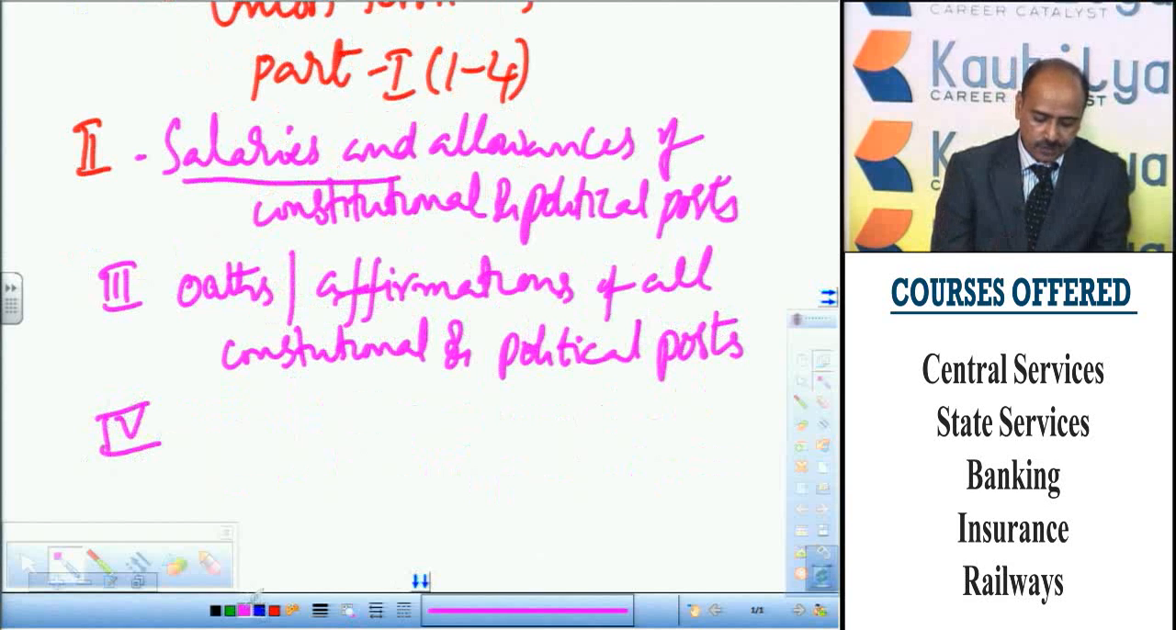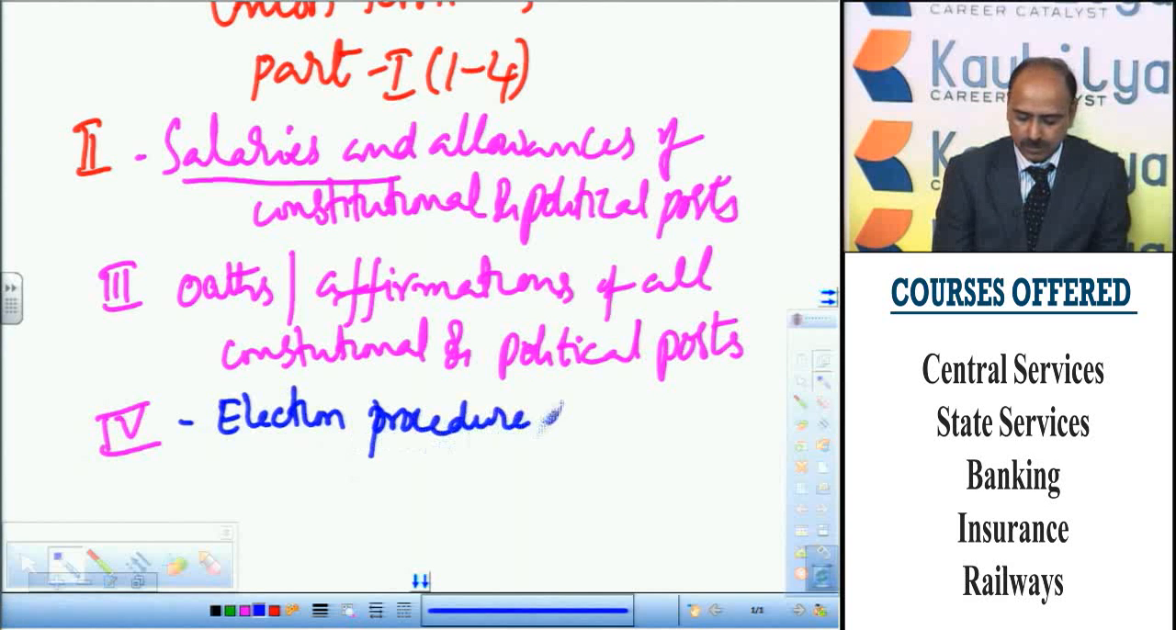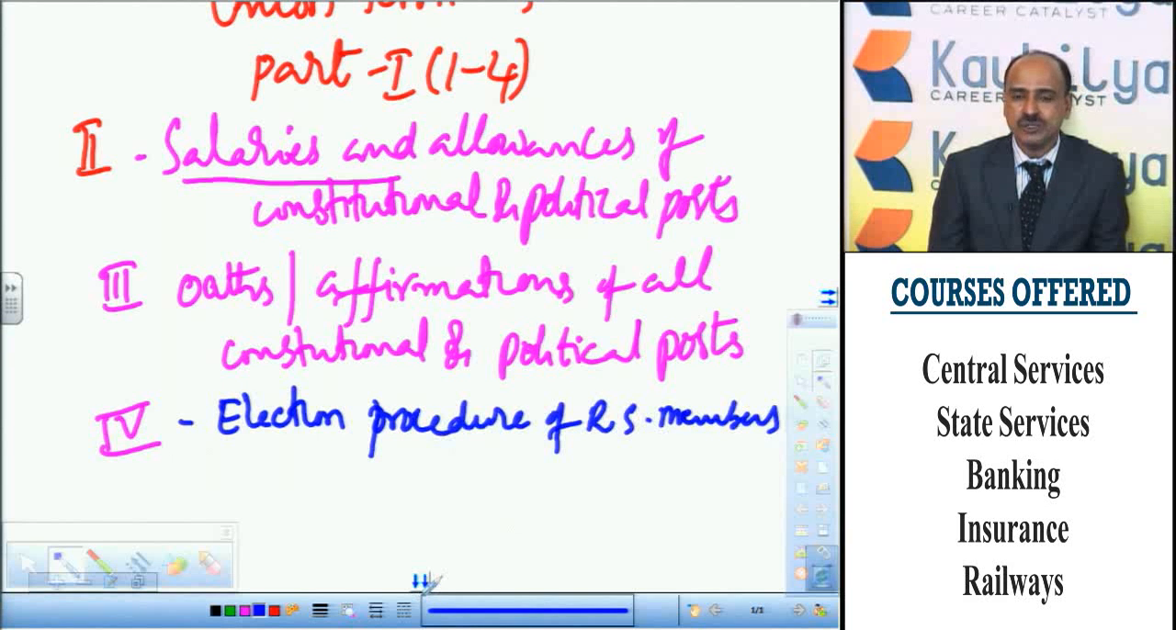Next, the fourth schedule: election procedure of Rajya Sabha members. If we want to identify the election procedure of Rajya Sabha members, which is available in Article 80 of the Rajya Sabha chapter, we go to the fourth schedule. The fourth schedule gives information on the election procedure of Rajya Sabha members. These members are elected by state legislative assembly members.